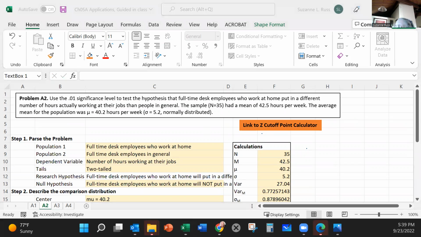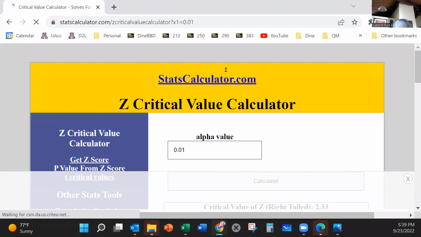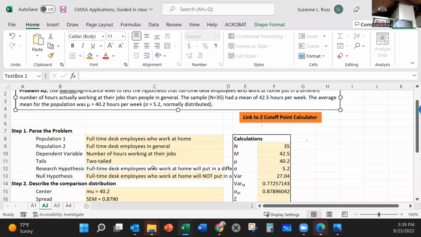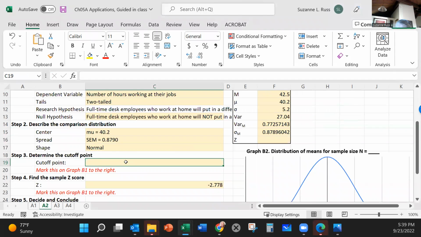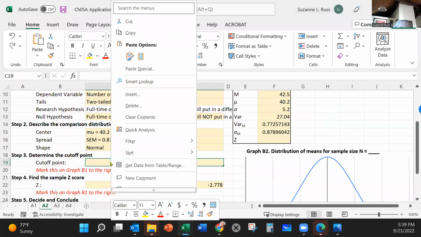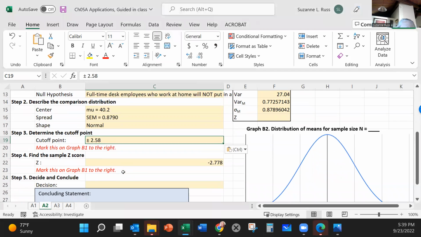So let's get our critical value calculator and take a look. We'll change this to 0.01. Enter. And we can see that in a two-tailed test, our cutoff point is plus or minus 2.58. I think I'll just copy this to write this down. Our cutoff point is plus or minus 2.58. If you don't want it to change font like that, you can just right-click and paste it as values. And now it says mark this on the graph to the right.